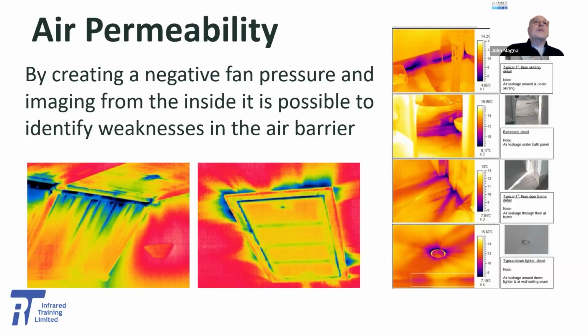Bottom left, we've got a sloping ceiling to flat ceiling junctions. In the middle, around unsealed attic hatches, and then to the right, under and around skirting boards and around ceiling downlighter fittings in cold roof constructions.